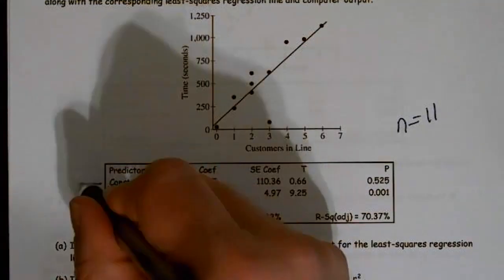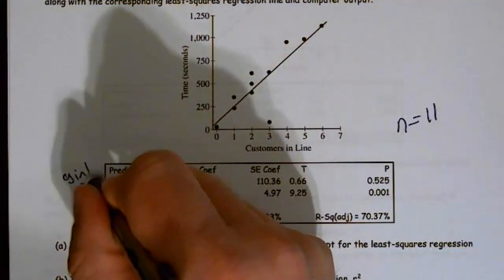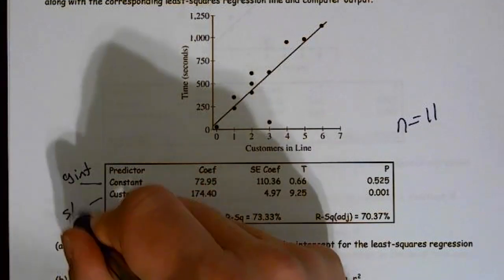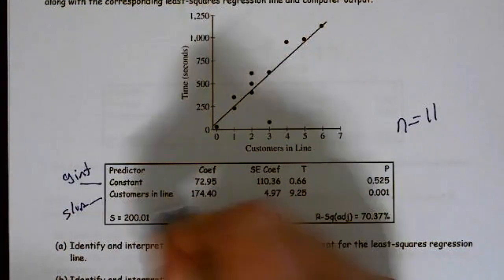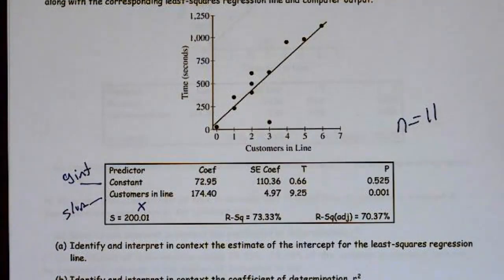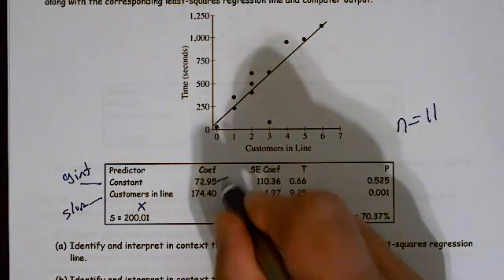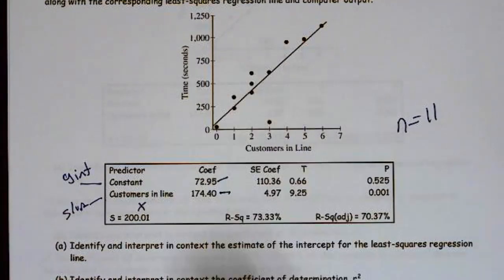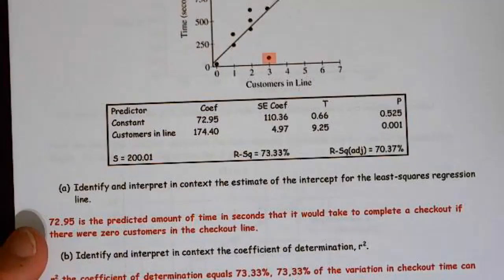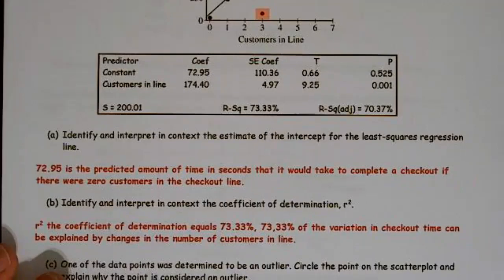Please remember, that's my y-intercept row. This is my slope row. And customers in line is x. This is my y-intercept, and that's my slope. So 72.95 is the predicted amount of time in seconds that it would take to complete a checkout if there were 0 customers ahead of you in the line. So we expect to take 72.95 seconds if no one's ahead of you.